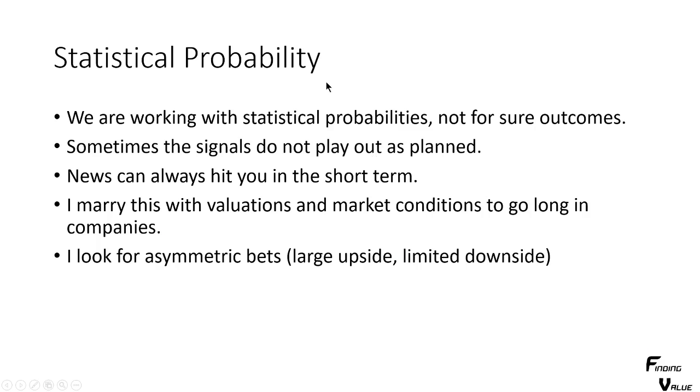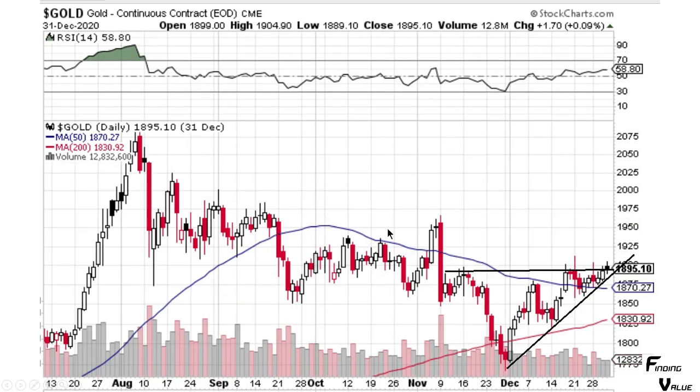So remember, what I'm teaching you here is based off of statistical probability. And when we're working with statistical probabilities, they are not for sure outcomes. Sometimes the signals do not play out as planned. News can always hit you in the short term, and it hit gold in the short term here. This was actually a breakout of this pattern here. It broke out, and then they came out with the news here of the vaccine.